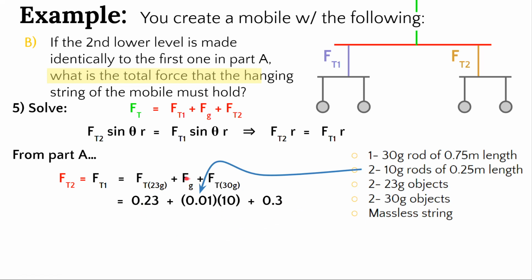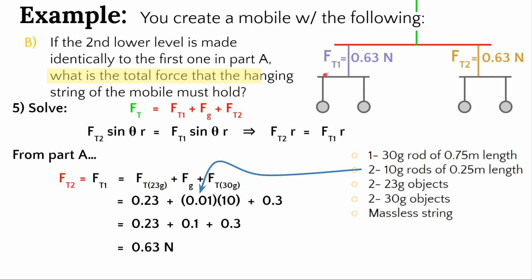Okay, but for the Fg, I have to take the mass of the rod. That's my 10 grams. That's 0.01 kilograms times 10. So this is mass times gravity, and that's going to give me the weight of the rod. And that's going to be added to the tensions in those strings. And that is equal to 0.63 newtons. So Ft1 and Ft2, these two right here, are both equal to 0.63 newtons.